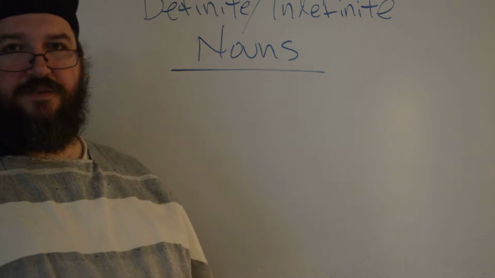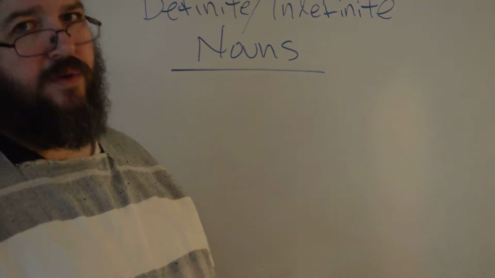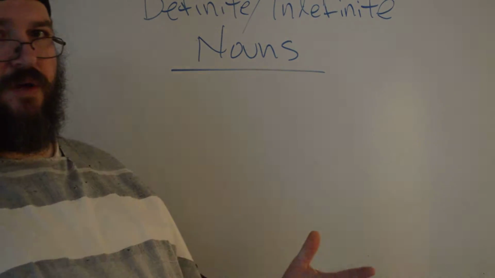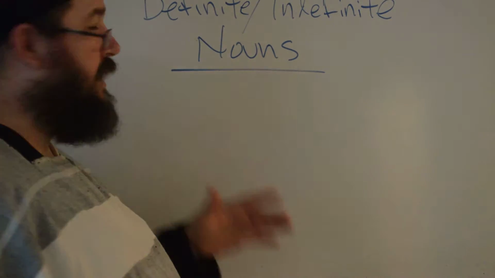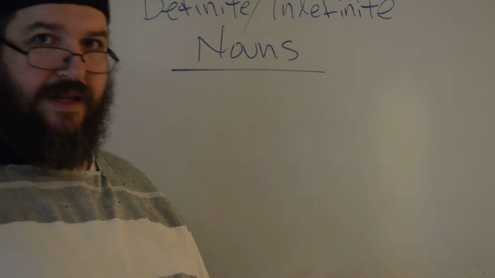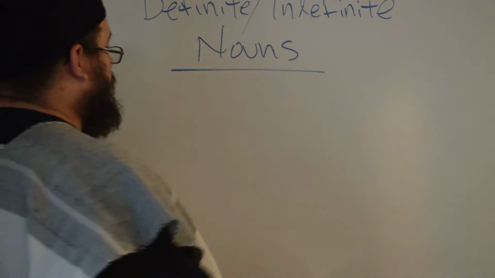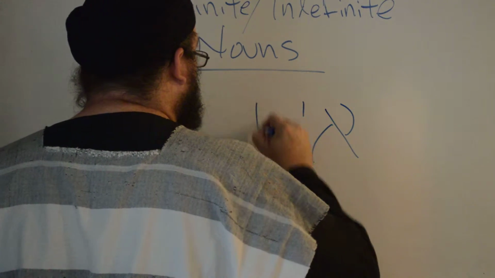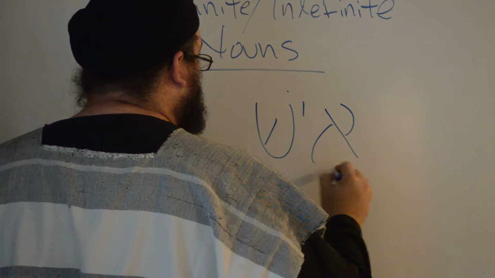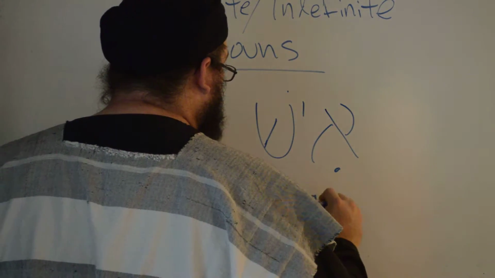So definite and indefinite nouns. So how do they work? Okay, well in Hebrew, we have to understand. I taught you earlier that every noun first starts out as indefinite. So let's take a noun, for example, like the word ish. Ish is the word for man.